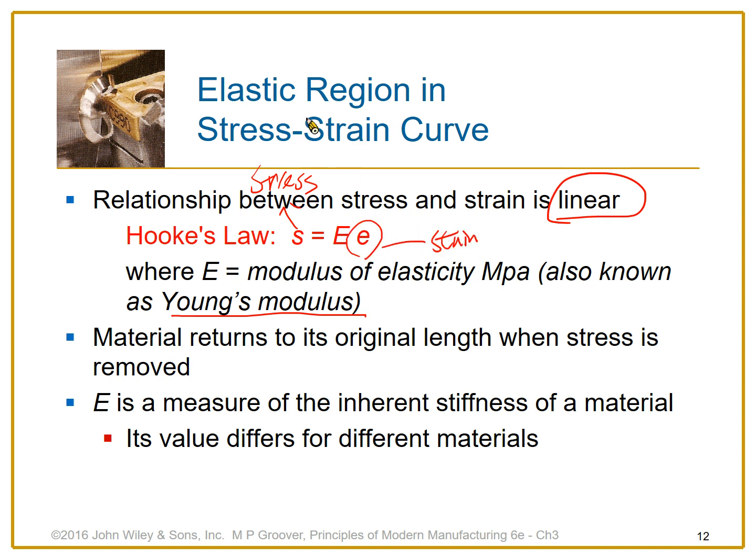Okay. But of course, this relationship only happens in the elastic region, right? Because in the elastic region E is constant. And as I just mentioned, materials return to their original length once the stress is removed. And this capital E is a measure of the inherent stiffness of the materials. Its value is different for different materials. For example, this E is different for copper.